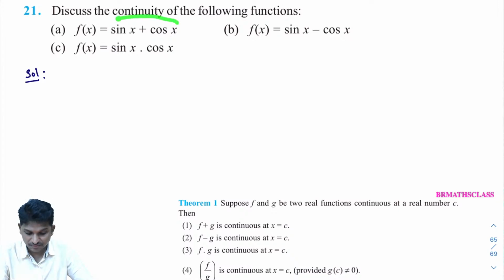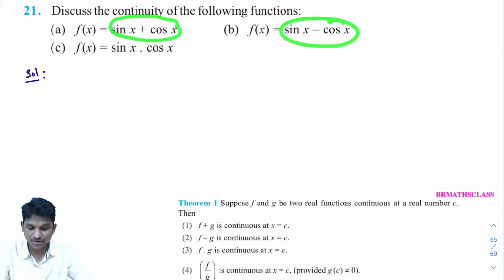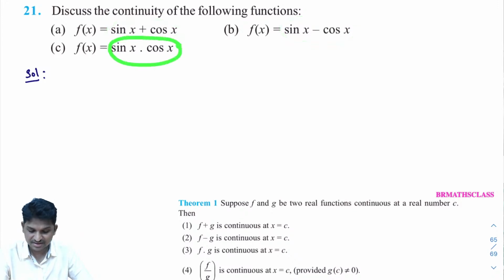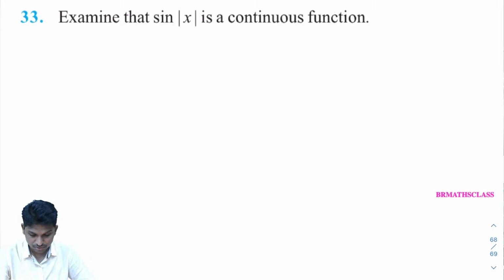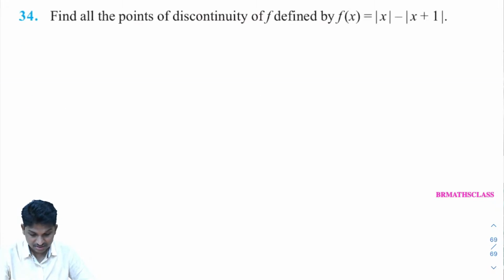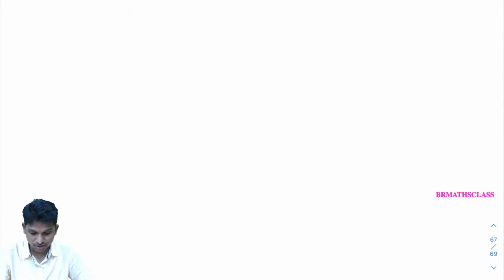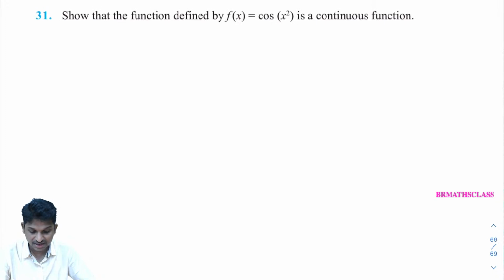You observe this is of the form f of x plus g of x, or h of x plus g of x, h of x minus g of x, h of x into g of x. This type of problem. And you observe this question number 34, the last problem. Question number 34 and this one are of one model.